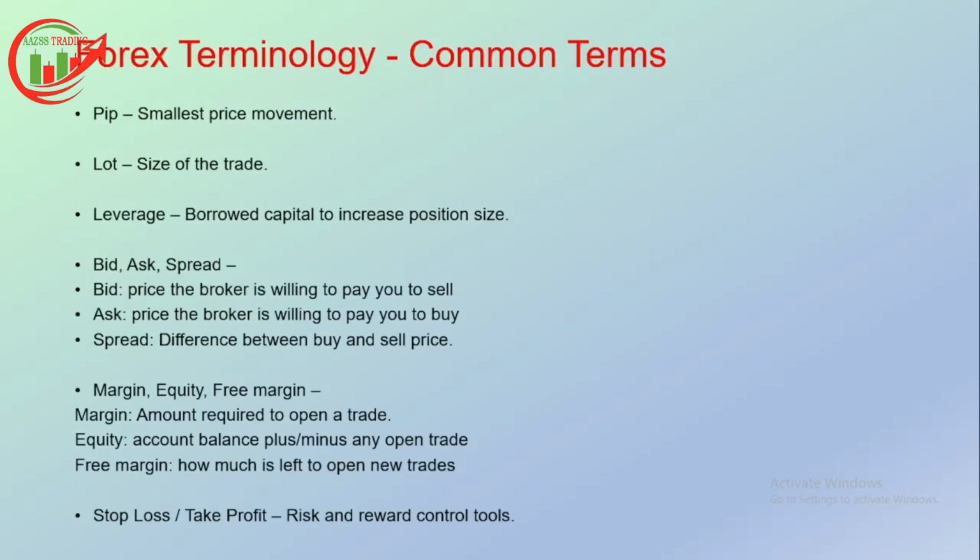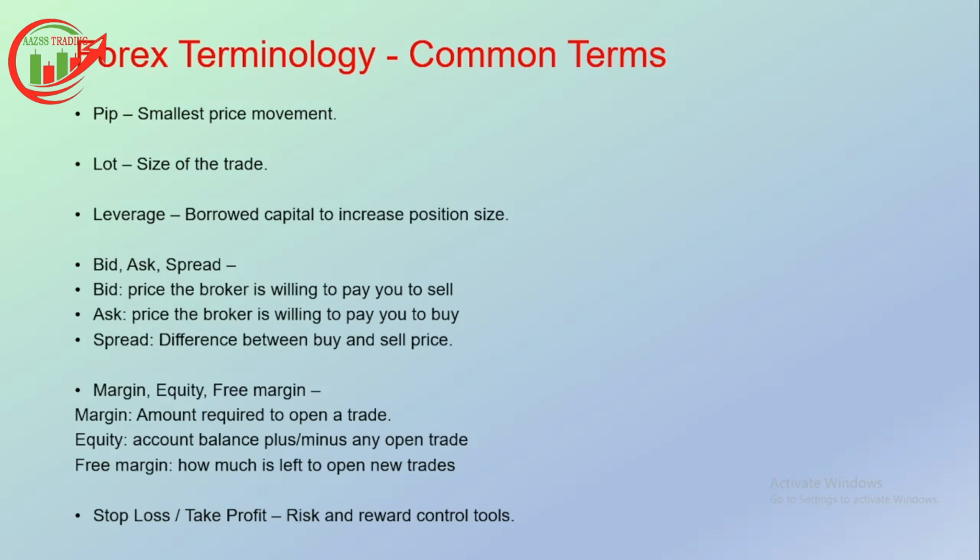So forex terminologies, the common terms. The first one over here is PIP. PIP, the smallest price movement, stands for percentage in points. Apologies, I didn't write that over there. All right, percentage in points. PIP stands for percentage in point. It is the smallest price movement in a currency pair.